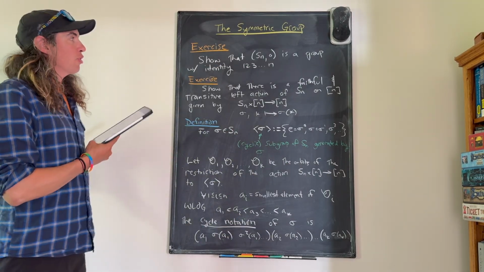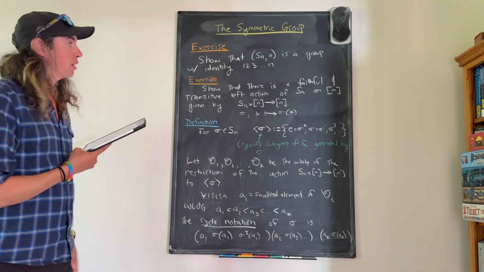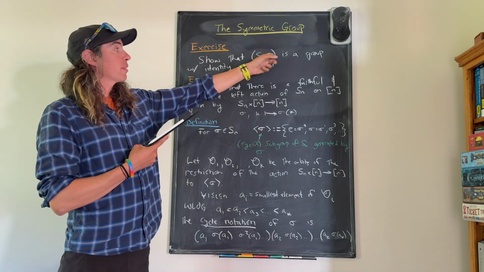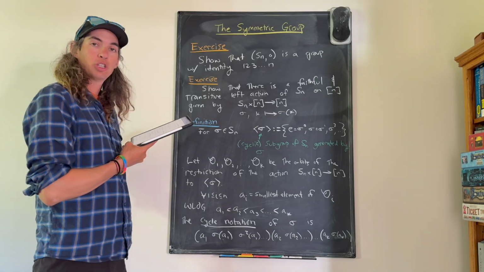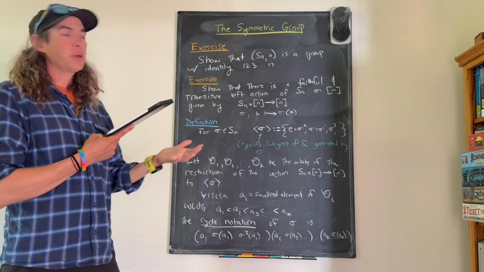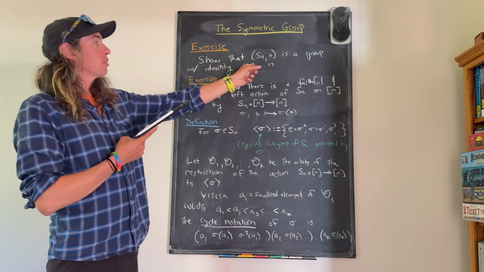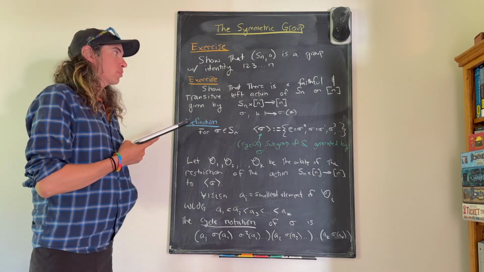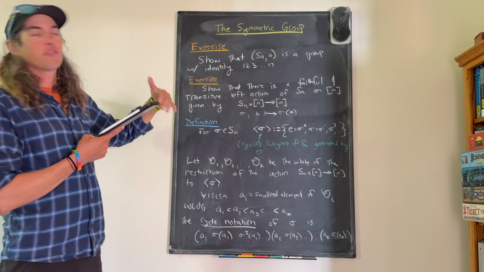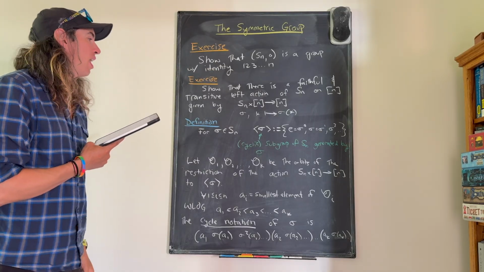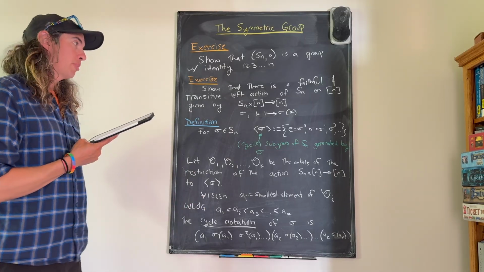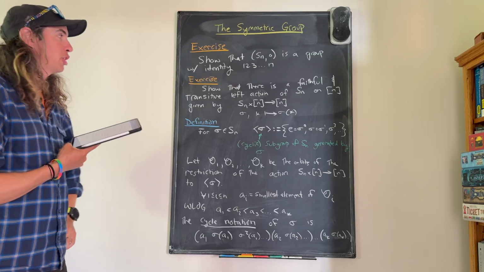For those of you who are somewhat new to group theory, a great exercise is to show that Sn with the binary operation of function composition is actually a group, and that the identity in one-line notation is just 1, 2, 3, all the way up to n. This is just confirming what we said on the previous board. For the rest of the board, we're going to discuss another way of writing down a permutation, which is called the cycle notation of the permutation.